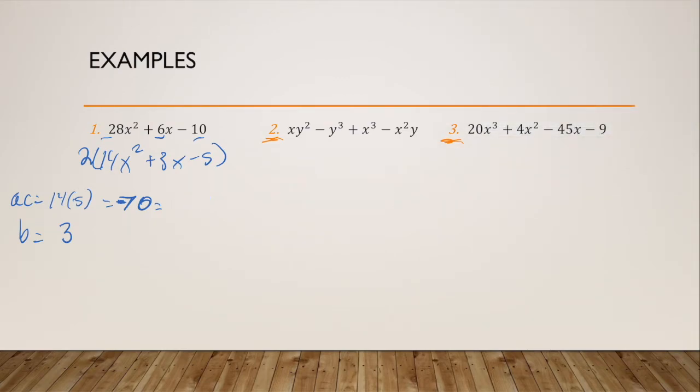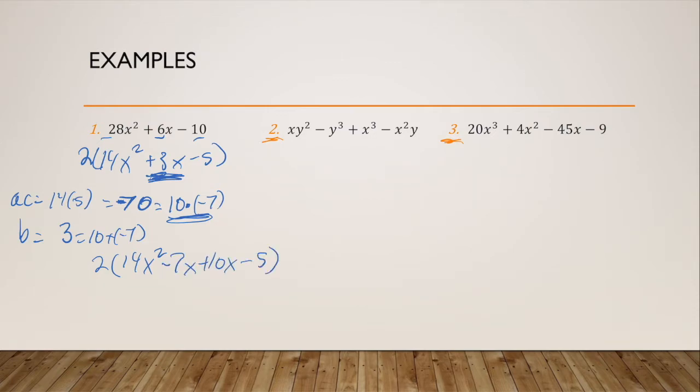So now I have 2 times 14x squared, and I use these two terms to pull apart my middle term. I'm going to write it as minus 7x plus 10x because the order doesn't matter. And then I factor by grouping. I've got 2 on the outside because that was my greatest common factor. The greatest common factor, 2 times 14x squared minus 7x, that's going to be a 2x times 7x. Note this could be a 7x.